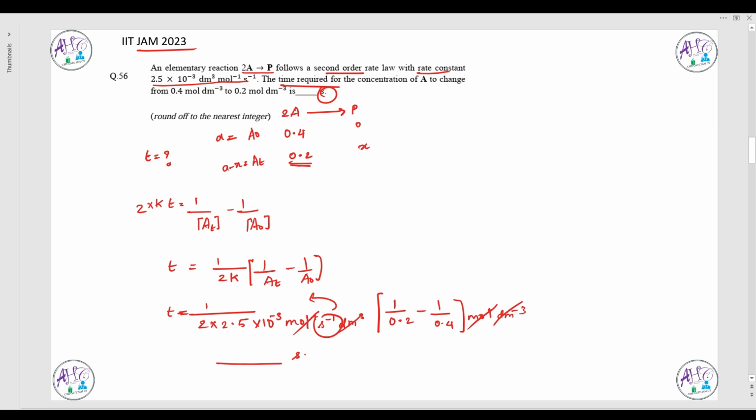Well and good. So now solve. So your t is going to be 10 power minus 3, which goes up to 10 power 3, which is 1000, and then we have 2 into 2.5, which is very simple, you don't even need a calculator, this is 5. And then 1 by 2 is nothing but again 5. 1 by 0.4 is 2.5. Okay, now if you solve, this is going to be 500 seconds. The answer is 500 seconds. Okay. Next question.